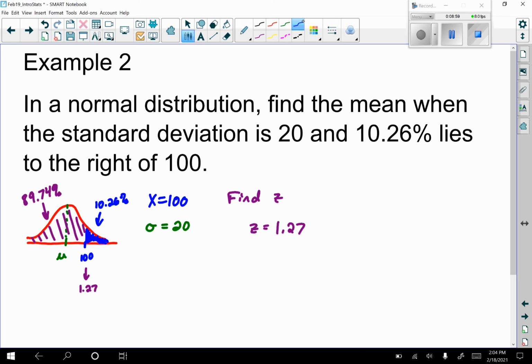So now to find mu, if we go back to that version, we know that mu is equal to x minus z times our standard deviation. So this is going to be 100 minus 1.27 times 20. And we should be getting 74.6.